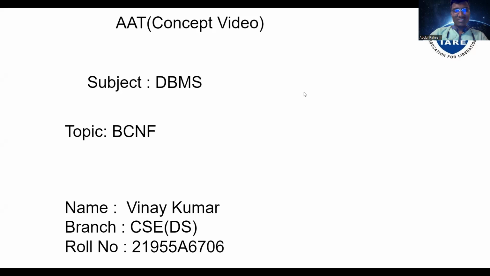Today I'm going to talk about BCNF, which is Boyce-Codd Normal Form. Before talking about it, let's talk about normalization. A large database defined as a single relation may result in data duplication. The repetition of data may result in making relations very large.